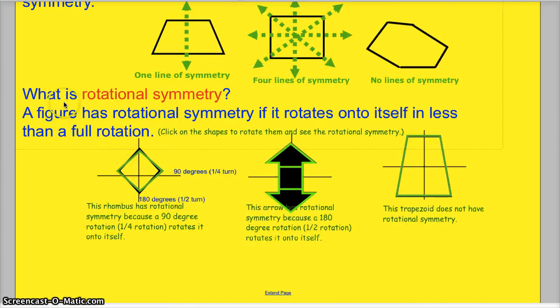Now, rotational symmetry: a figure has rotational symmetry if it rotates onto itself in less than one full rotation. So in this case, this is a diamond or a rhombus. As I rotate it, you can see that it matches up with itself as I rotate it. So that's here as I start at this starting point, I turn it this way. As I rotate it, it covers itself up completely. That's one.